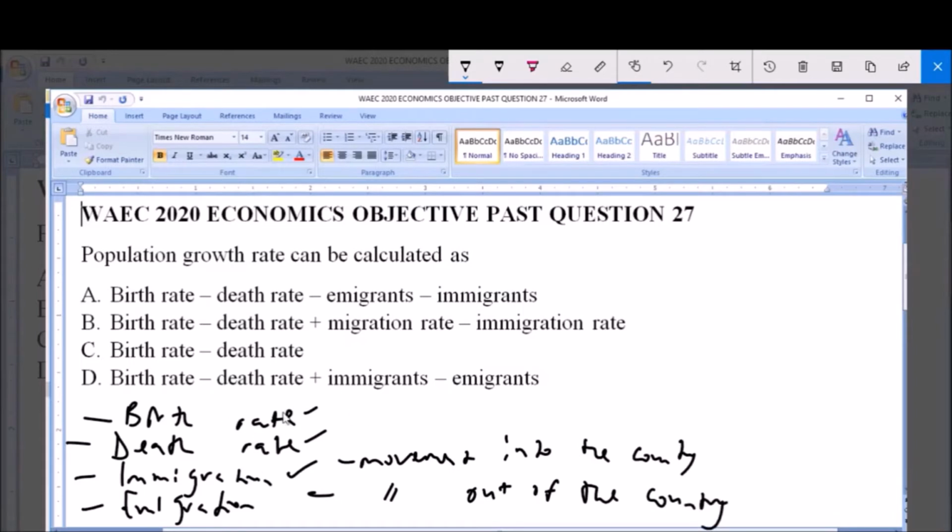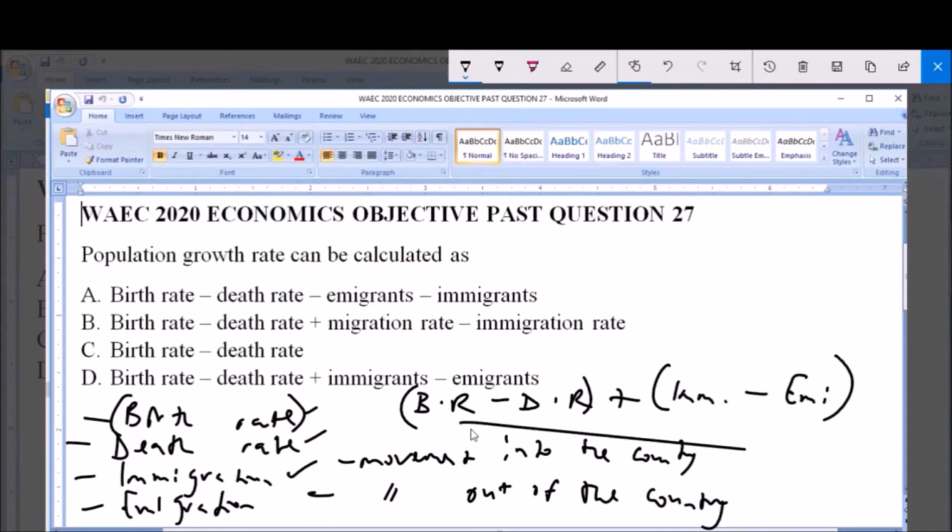So as it is dependent on these factors, a growth in population will have to do more with birth rate. So in order to get that, using these 4 factors, you will subtract death rates from birth rates and also emigration from immigration, and then add the values together. So it will now be birth rates minus death rates, then plus immigrants, that is people entering the country, minus emigrants, people leaving the country. So that is option D, birth rates minus death rates plus immigrants minus emigrants. That is the way to calculate population growth rates.